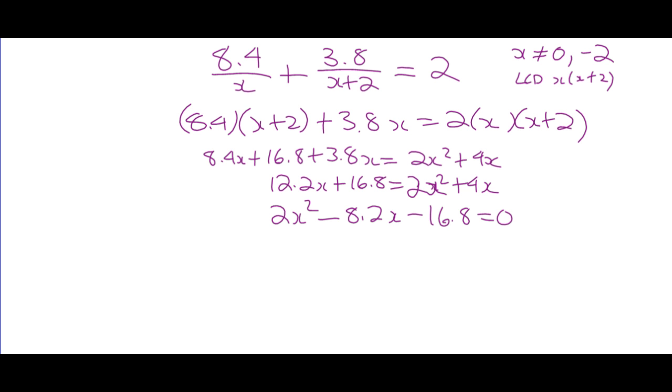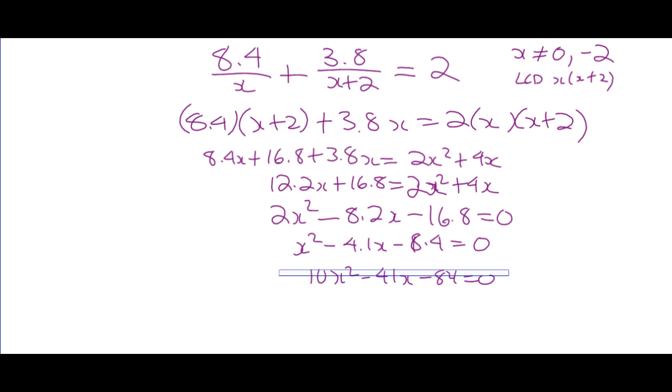Well, everything's divisible by 2, but then we don't get really nice numbers. I could multiply everything by 10 and then divide by 2, or I could divide by 2 and then multiply by 10. Do you think that factors? Maybe it does, maybe it doesn't. It doesn't. All right, so x is equal to negative b plus or minus square root b squared minus 4ac. Okay, so always write the formula down.